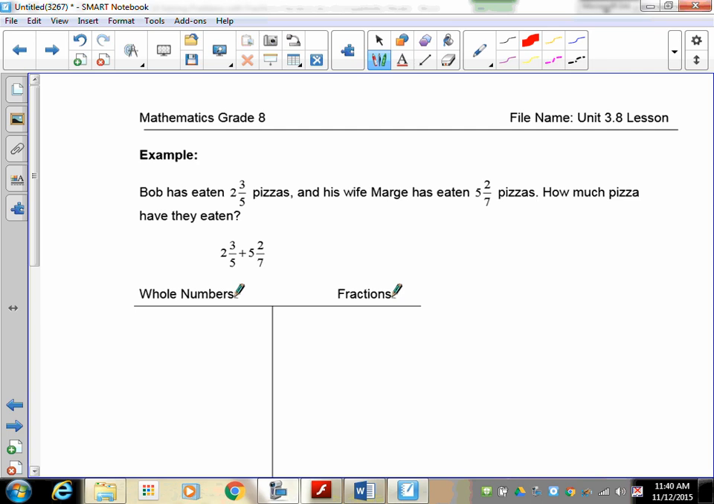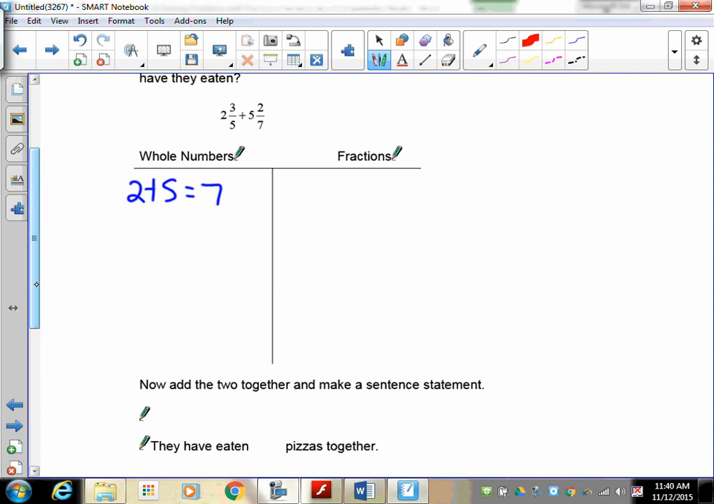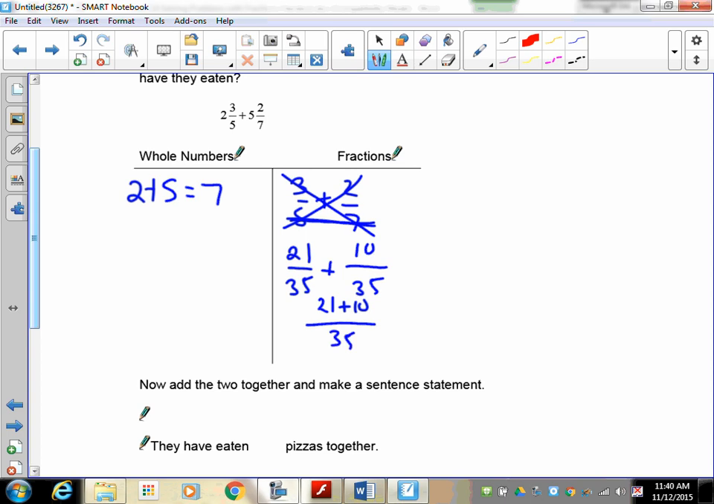Okay, time to do it. Obviously, split off the 2 and the 5. That gives you 7. And now take the fractions, 3/5 plus 2/7. 3 times 7 is 21. 5 times 7 is 35, plus 5 times 7 being 35, and the 2 times 5, which is 10. So 21 plus 10 over 35 gives us 31 over 35.